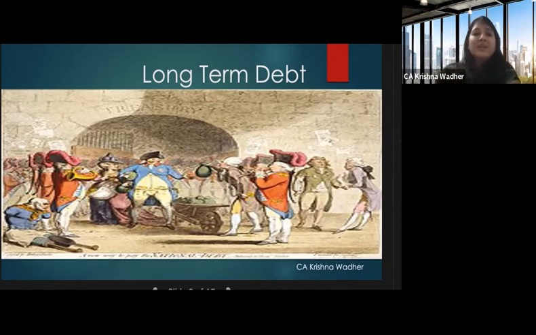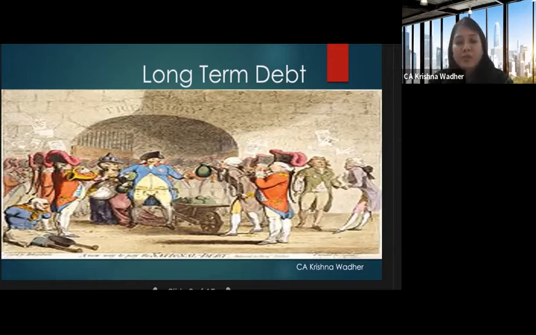So a business will need loans for various reasons: daily expenditures, maintaining their working capital, or if they have some expansion plan. I have the idea, this current business is really going well and I want to expand it in the next location, but I don't have the funds. So it will go for loans. So one is long-term debt and one is short-term debt. Long-term debt is a debt which a company will take for more than 12 months.